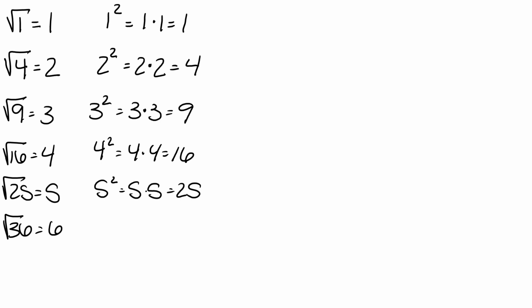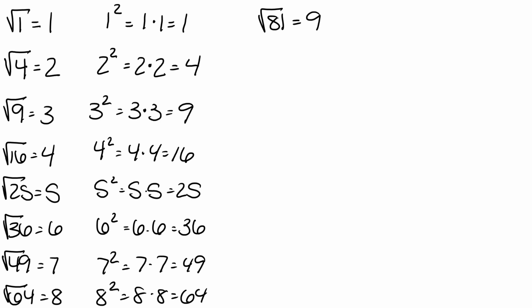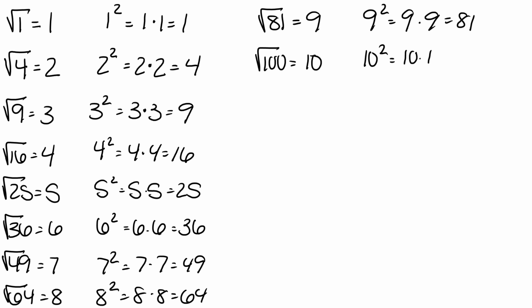36 is 6, because 6 times 6 is 36. 49 is 7, because 7 times 7 is 49. 64 is 8, because 8 times 8 is 64. The square root of 81 is 9, because 9 squared, 9 times 9 is 81. Square root of 100 is 10. 10 squared, 10 times 10 is 100.